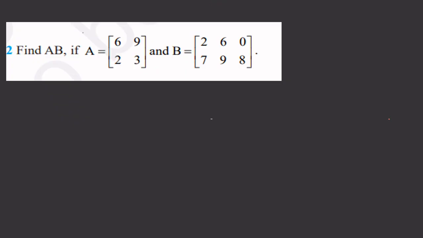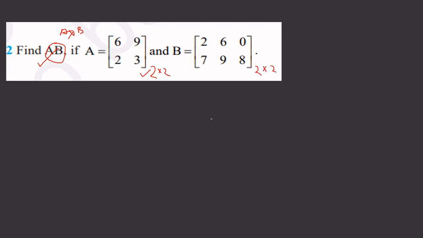Now we understand with a further example, like find AB. What is AB? AB is none other than A cross B. Okay, now we first have to find out the resultant order of the matrix if we multiply A and B. A is a 2 cross 2 matrix, no problem. And B is a 2 cross 3 matrix.